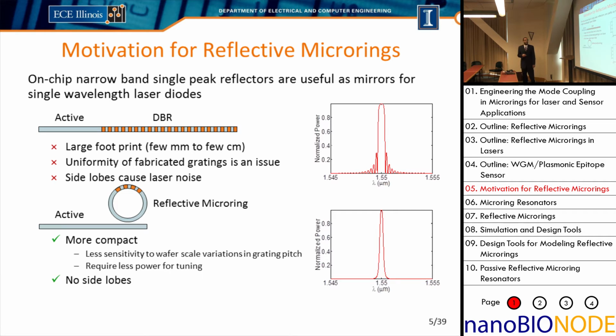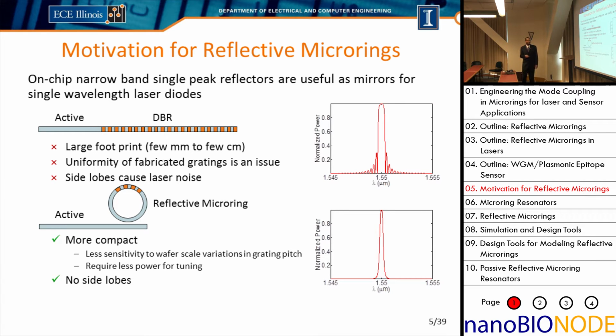So after we started simulating these structures, we found some really nice properties. So the main goal was we wanted to make it smaller. But in addition to this, because it's smaller, it's less sensitive to wafer scale variations. So I'm only patterning a grating over a 60 or 70 micron diameter ring instead of a few millimeters to centimeters long. And I can achieve the same amount of reflection power from my very compact structure that I could from this very long device.